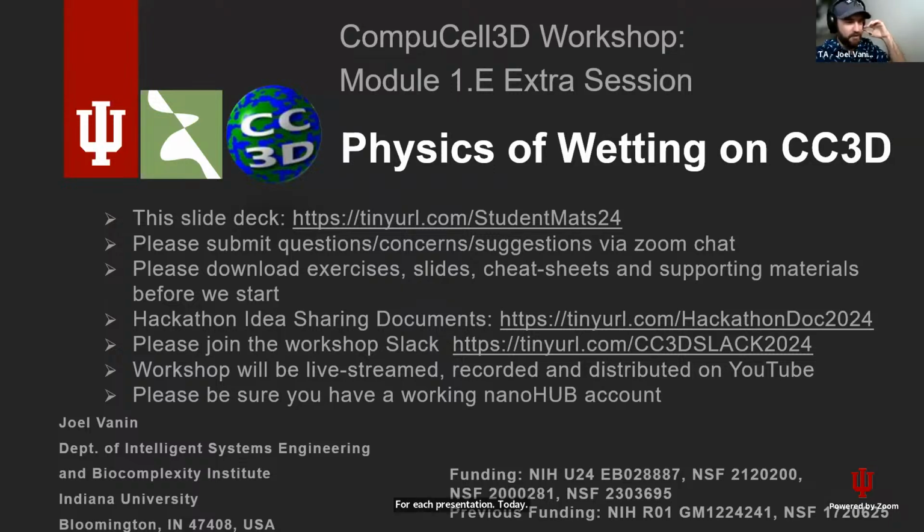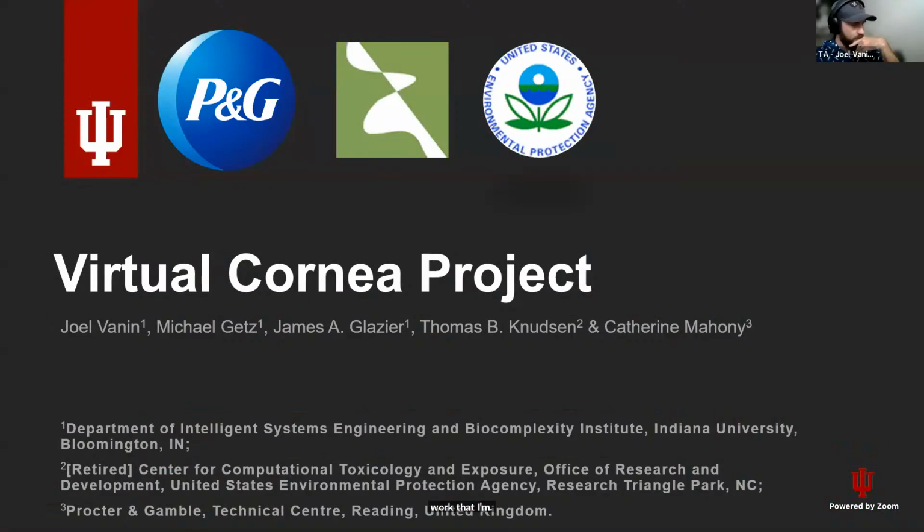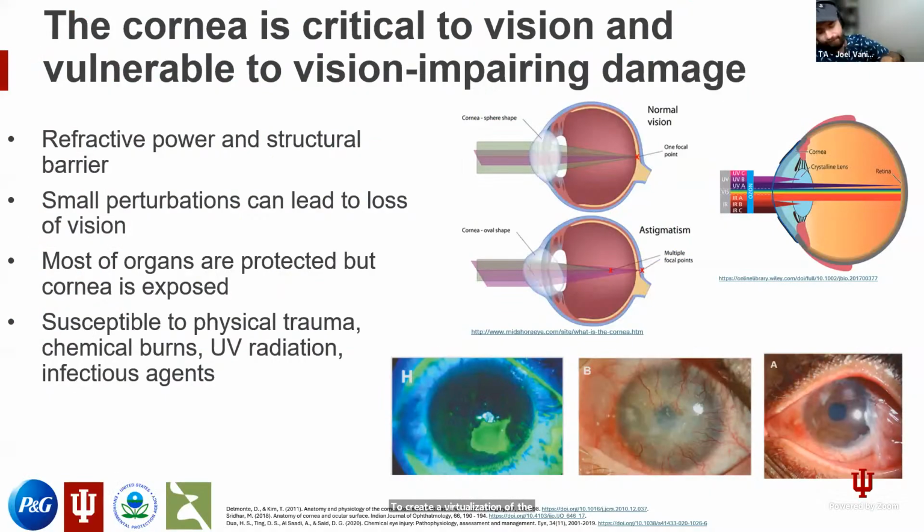Yeah, James already introduced a little bit about the work that I'm doing for my PhD. It's about a virtual cornea. We were reached out to by the people at PNG to create a virtualization of the cornea, given how exposed the cornea is. Sometimes if a chemical interacts with your cornea, you can have some damage done that does not lead to a full recovery. These are some of the examples.